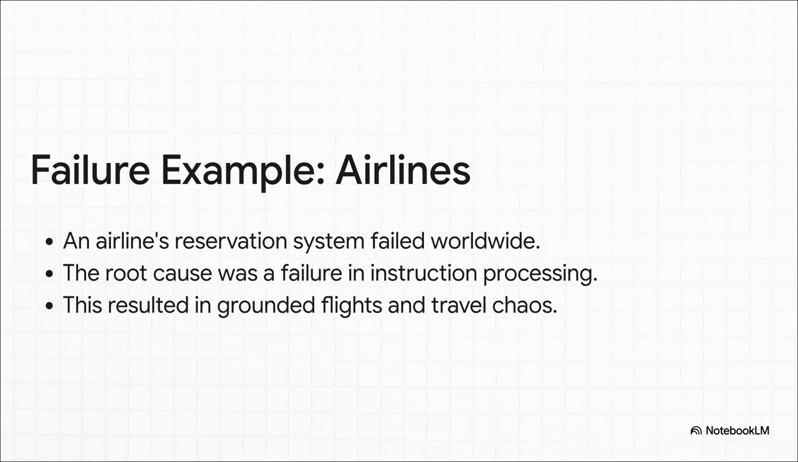And it's not just banking. A major airline had its entire reservation system go down across the globe. Flights were grounded, travel was thrown into chaos. And the root cause? A failure deep inside the computer's instruction processing. It really shows you just how much our modern world relies on this fundamental cycle working flawlessly, billions of times a second.